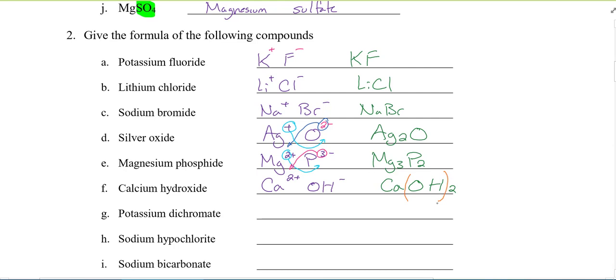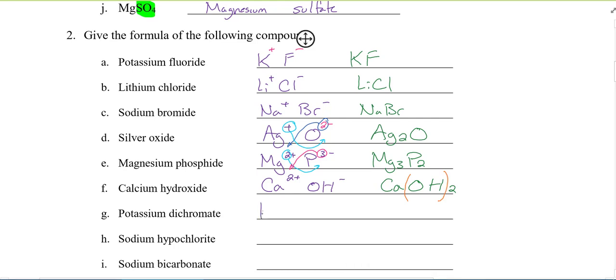So I need to put parentheses around my polyatomic ion. We put parentheses around units, so we know there's 2 of those units of hydroxide. Not 2 hydrogens. We don't write CaO2H2. Don't change the subscripts. We put parentheses around the units and then put a number to represent how many of those units we have.